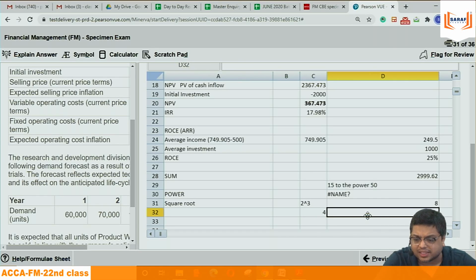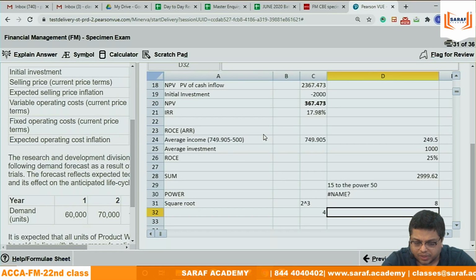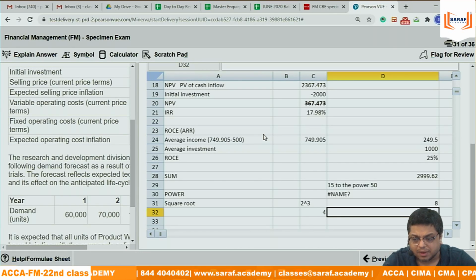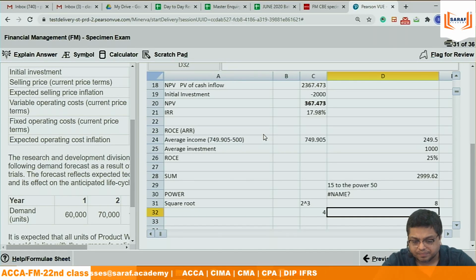According to me, if I am in the exam hall, the power function and all that I will be doing in calculator, because in Excel it will take time. But if I want to calculate summation, average, NPV, IRR, I will be doing that through Excel. If I want 20 to the power 50, I can do it faster in the calculator. Maybe students who are working practically will be able to do it faster on Excel also, but that habit I don't have. So in the calculator I will be doing some things, but NPV, IRR, average, summation, those things I will be doing through Excel only, so that I can do it faster.